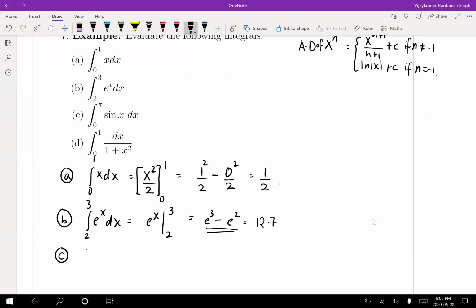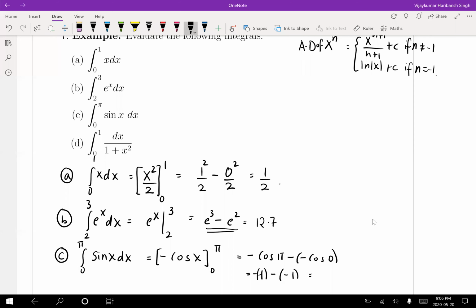C, the integral from 0 to pi of sine x dx. Again, the antiderivative of sine is minus cosine. So minus cosine x, from 0 to pi. Then substitute the upper limit. So minus cos of pi minus cos of 0. Cos of pi is minus 1. So minus of minus 1 is plus 1. If you want, I can write it as minus of minus 1 minus of minus 1, because cos 0 is 1. So you get 1 plus 1, which is 2.